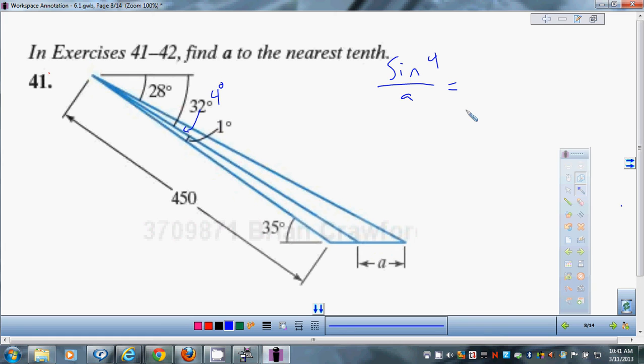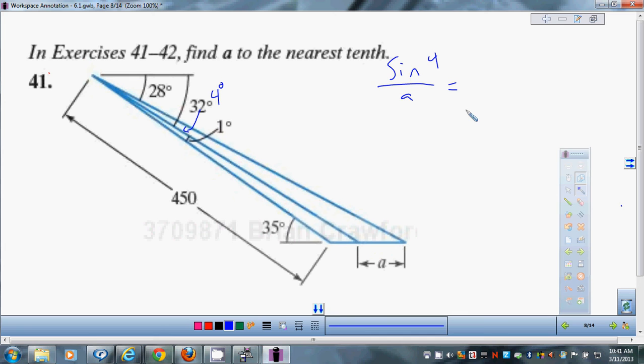And then we could use the law of sines by using some angle thinking right here. If this is 35, what is this angle? Exactly. The linear pair postulate from geometry states that all linear pairs add to 180, a straight angle. So 180 minus 35, which is 145.